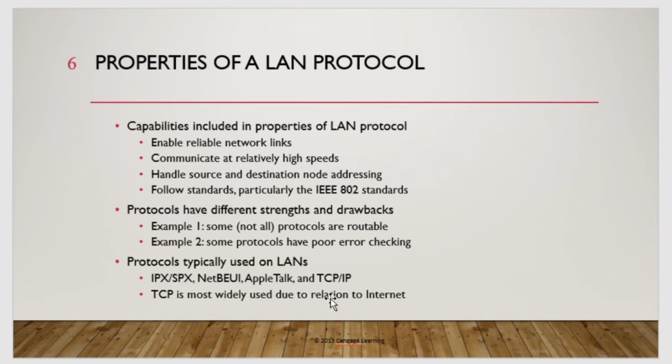Now, the properties of a LAN protocol. So, I'll just read it. The capabilities included in the properties of a LAN, or local area network, protocol: it enables reliable network links, communicates at relatively high speeds, and handles source and destination node addressing. It follows standards, particularly the IEEE 802 standard.